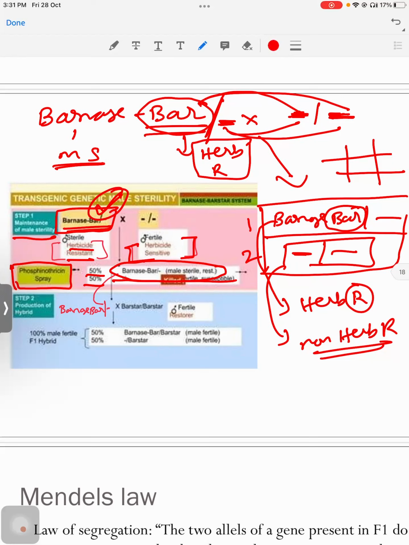Then what will we do? This Barnase bar plant is crossed with barstar, where barstar is the restorer. Once this is crossed, we will have Barnase barstar, which is male fertile, and barstar, which is male fertile. So it will be 100% male fertile, and this system is very effective for increasing heterosis.